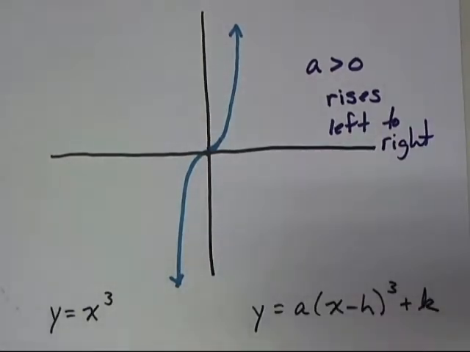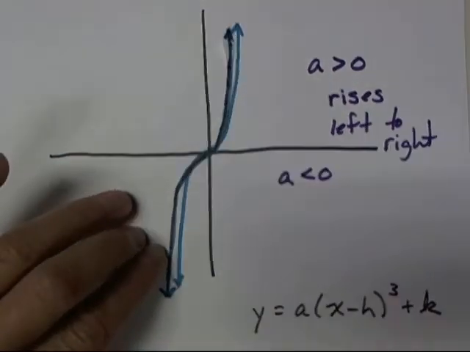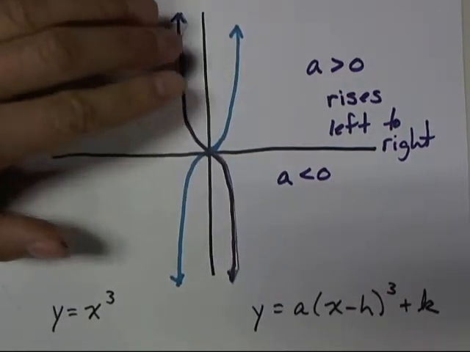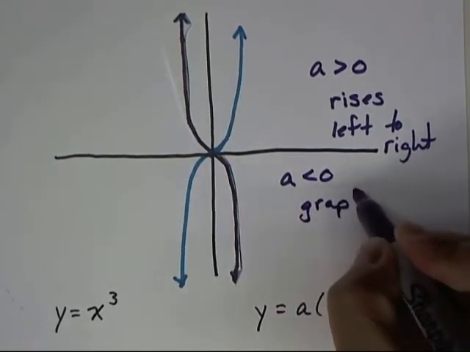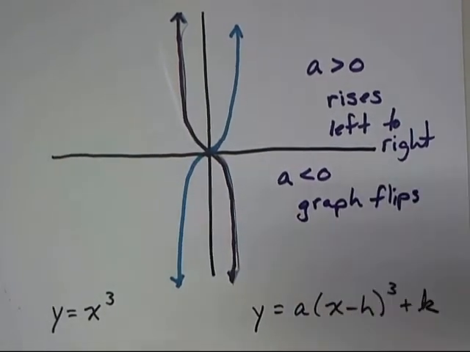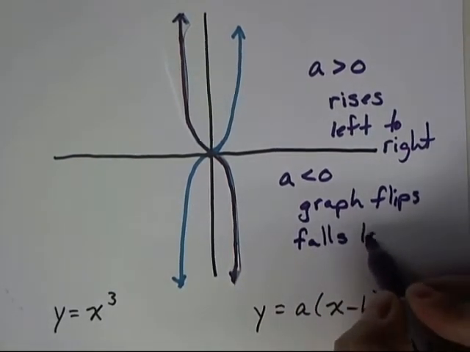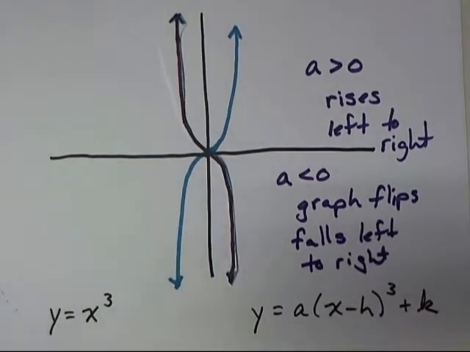If a is negative or less than 0, the graph flips. So instead of it going up like this, it's going to flip over and it'll be falling from left to right. So the graph flips if a is negative, and it falls left to right. Now that's not the only change or effect that a can have on the graph.